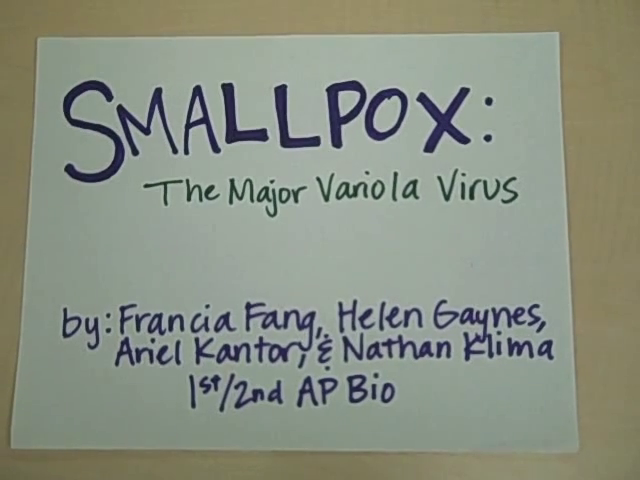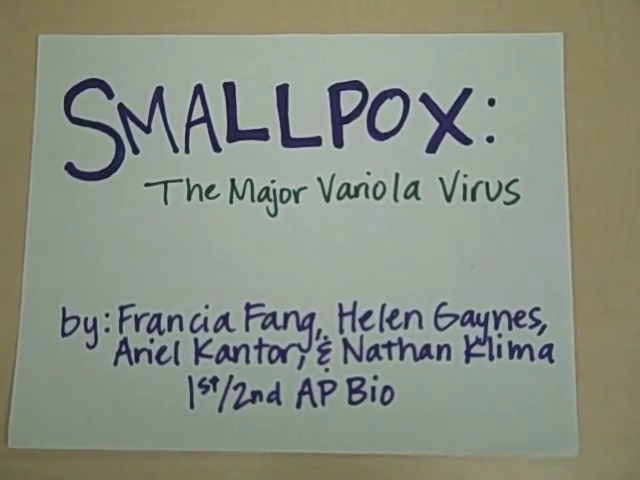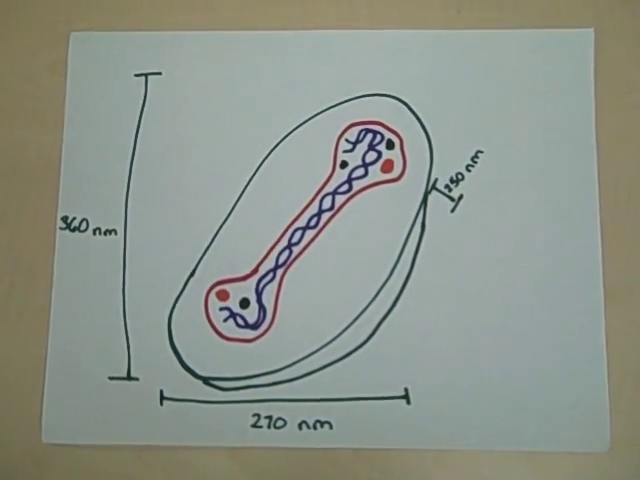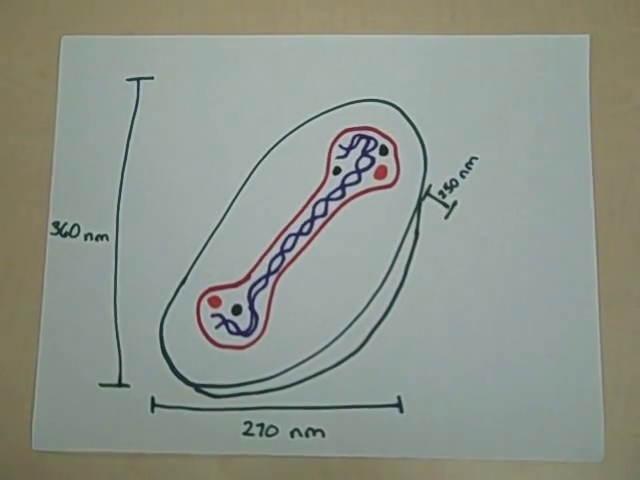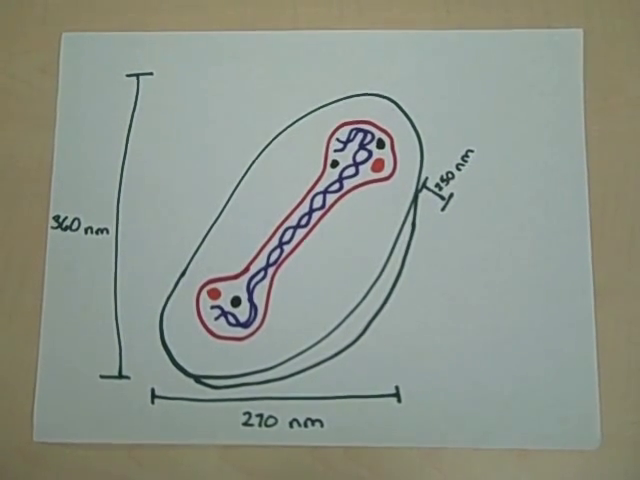Smallpox has two strands, one major and one minor. This video focuses solely on the major variola virus. The smallpox virus is a double-stranded DNA virus with two envelopes. The outer envelope is green, and the inner envelope is red. The inner envelope contains the organelles and the double-stranded DNA.